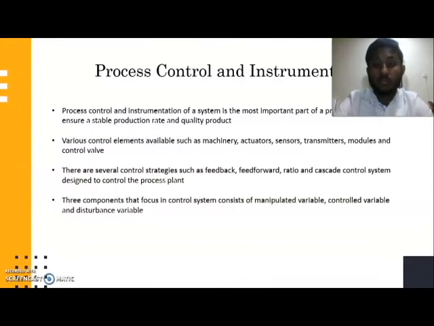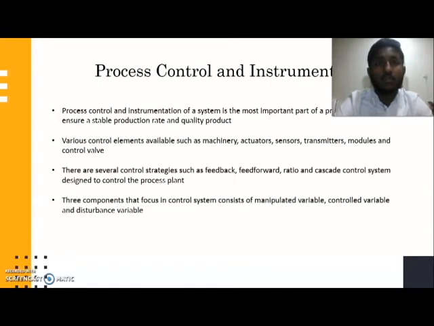Process control and instrumentation of the system is the most important part of the process plant. This is to ensure a stable production rate and also produce quality product. Various elements are available such as machineries, actuators, sensors, transmitters, modules, and also control valves. There are several control strategies used, one being feed forward, feedback, cascade, and also ratio. Three components are focused on in the control system: manipulated variable, control variable, and also disturbance variable.